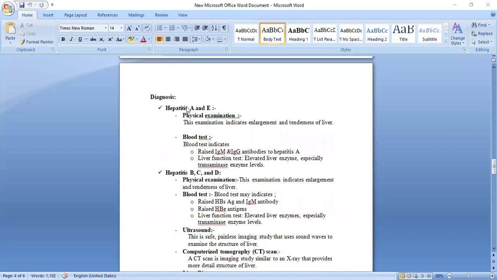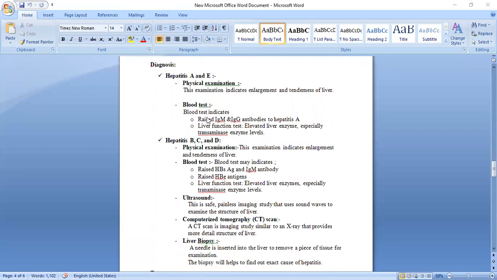Now we will see the diagnosis. According to the types, the diagnoses are there. A and E are similar, so the diagnosis is similar. Everyone has the physical examination, where the doctor will examine the liver. What does it indicate after checking? Enlargement and tenderness of the liver.